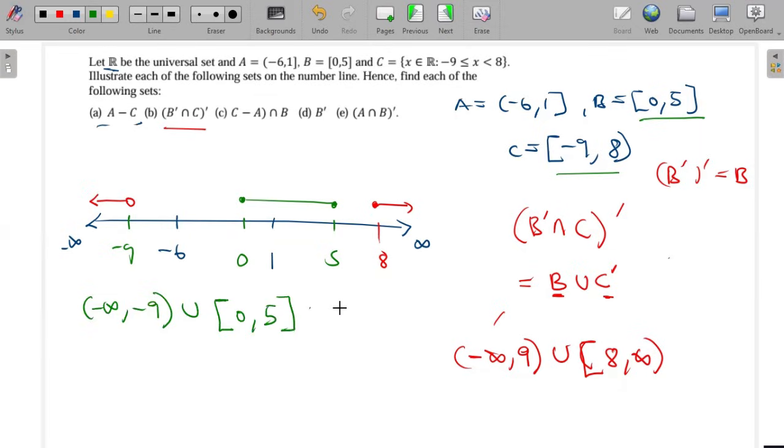And then union that is from 8. It has a square bracket at 8. And then all the way to positive infinity. So this here is going to be this part, second part, which is just B union C complement. It's going to be bringing all the three sets together. Okay.